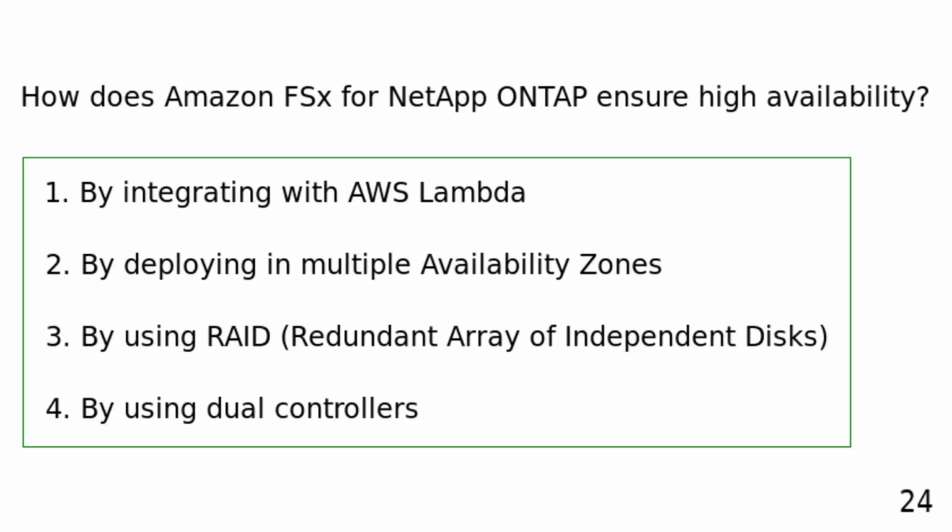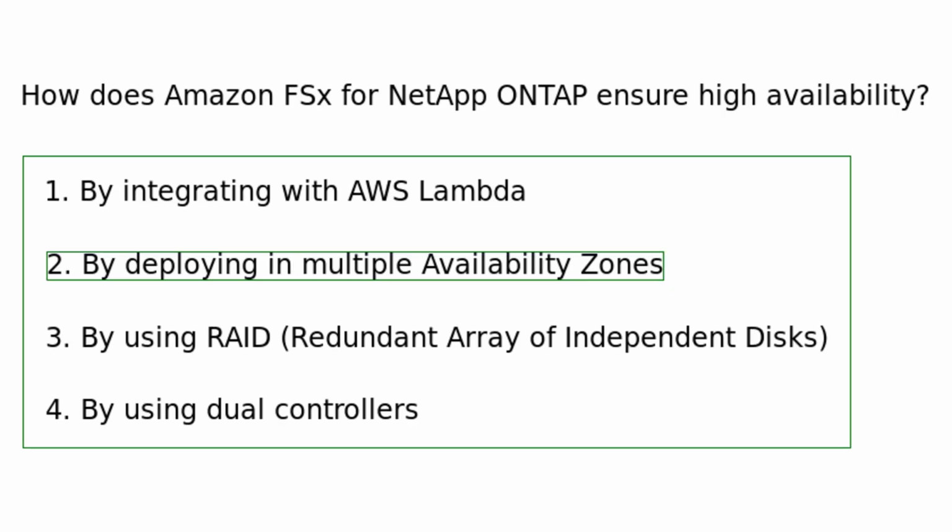How does Amazon FSx for NetApp ONTAP ensure high availability? By integrating with AWS Lambda. By deploying in multiple availability zones. By using RAID. By using dual controllers. Amazon FSx for NetApp ONTAP achieves high availability by deploying across multiple availability zones.